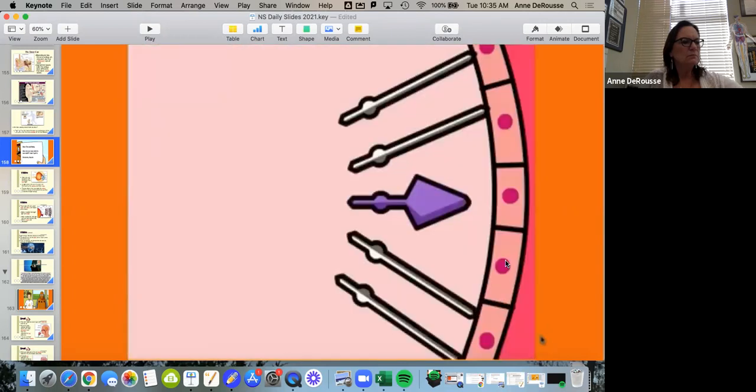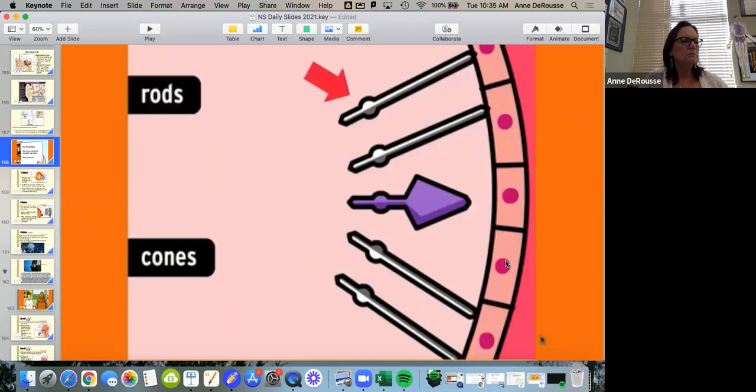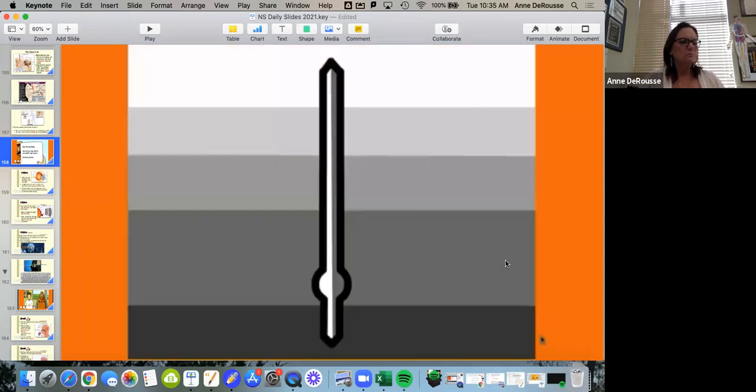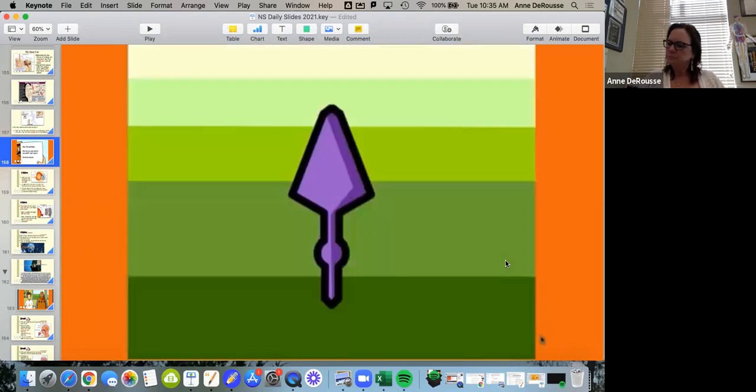Anyway, there are 2 kinds of photoreceptors on the retina. You've got about 6 or 7 million cones and more than 120 million rods. Rods are very sensitive to light. In fact, they can be triggered by a single photon. The cones are less light sensitive, but unlike the rods, they can detect color.